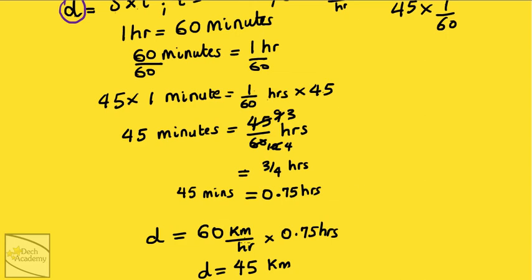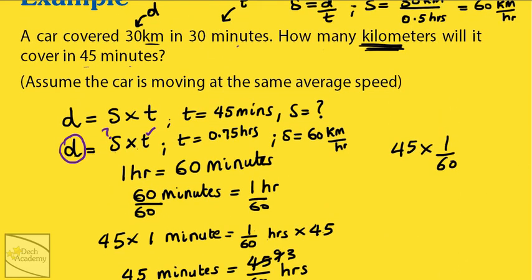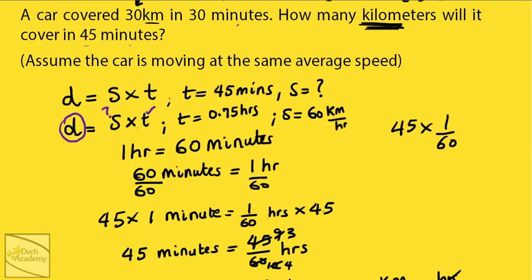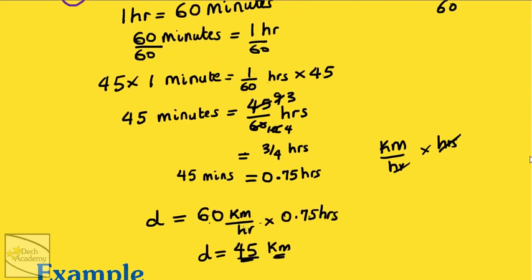And the other approach is what I explained earlier, that you just take the unit. So we have kilometers per hour times hours. So hours cancels hours and you're left with kilometers. So what you do is you deal with the numbers first. 60 times 0.75 is 45. And then you deal with the units. So kilometers per hour times hours is just kilometers because hours cancel out. So we have distance is 45 kilometers. And that's the answer. So how many kilometers will the car cover in 45 minutes? It will cover 45 kilometers.